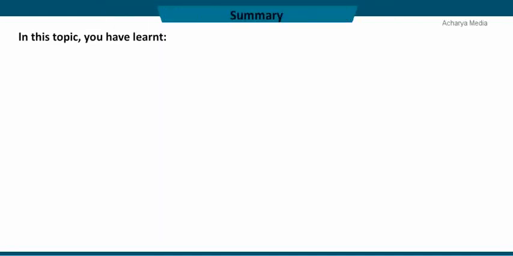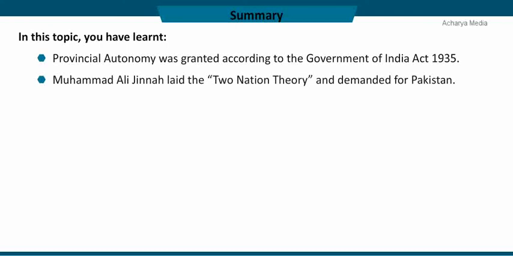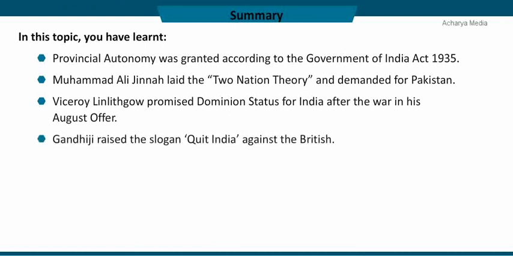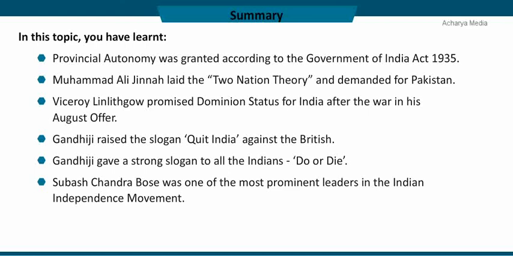In this topic, you have learnt provincial autonomy was granted according to the Government of India Act 1935. Muhammad Ali Jinnah laid the two-nation theory and demanded for Pakistan. Viceroy Linlithgow promised dominion status for India after the war in his August offer. Gandhiji raised the slogan, "Quit India," against the British. Gandhiji gave a strong slogan to all the Indians, "Do or die." Subhash Chandra Bose was one of the most prominent leaders in the Indian independence movement.